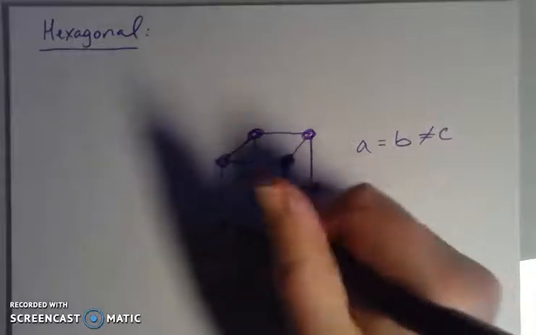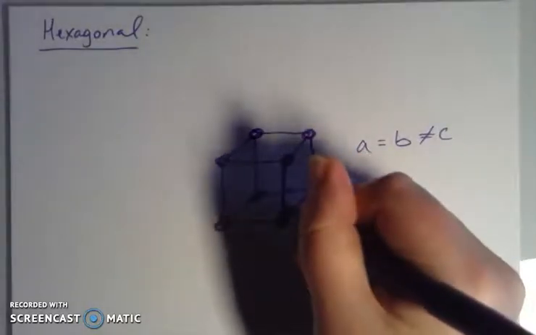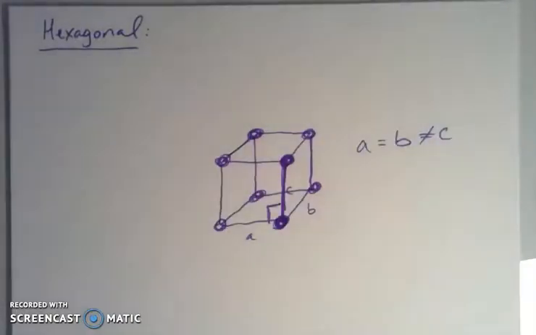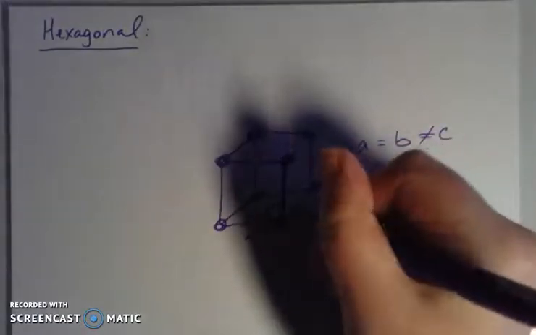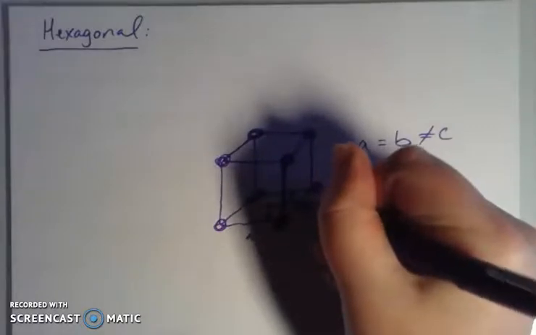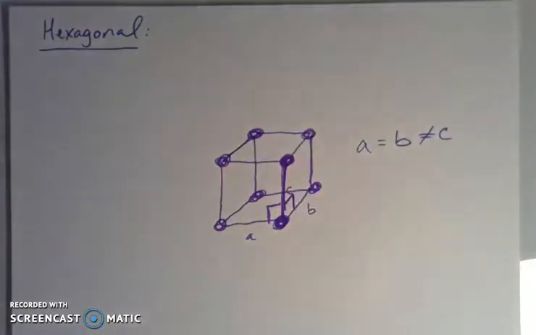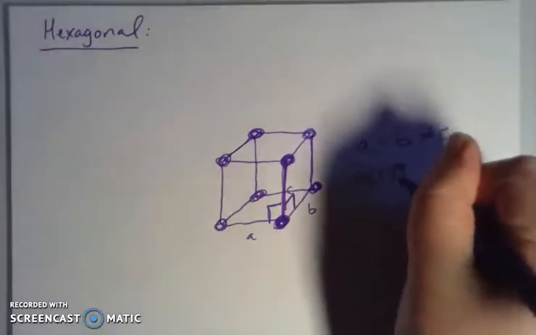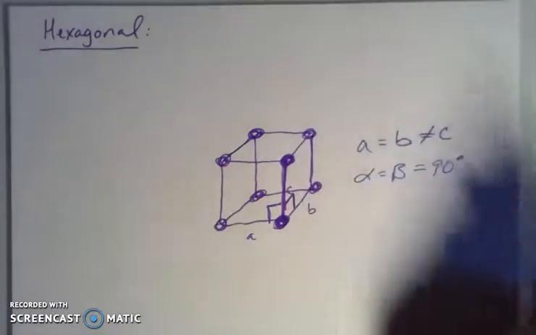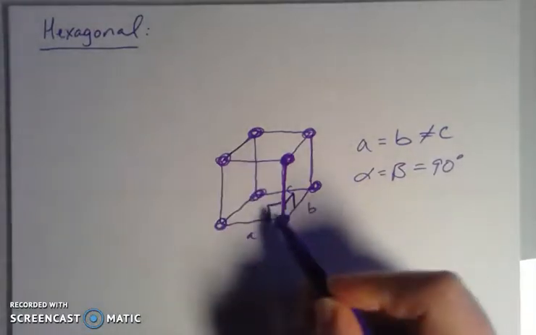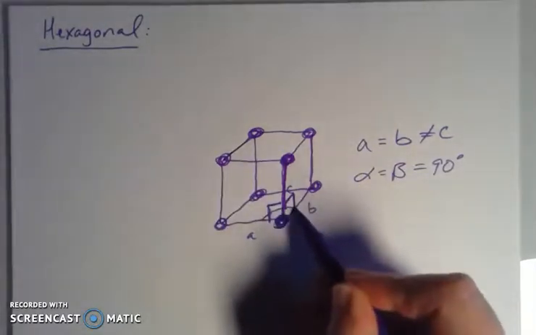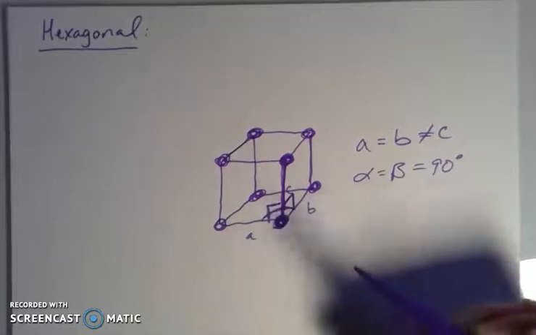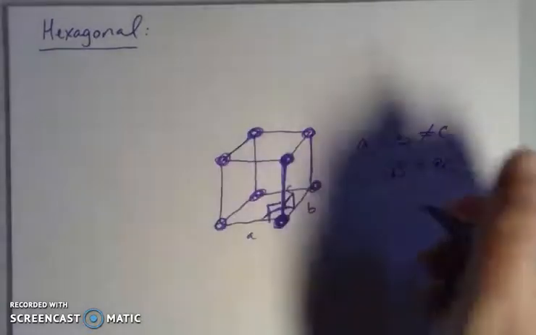Now, my A and C, so my beta angle here is still a right angle. Hopefully that's fairly obvious. And then my alpha angle is also a right angle. So my alpha is equal to my beta, and those are both 90 degrees. But the weird thing is this angle in here is different. This is no longer a 90-degree angle. This is now a 120-degree angle.